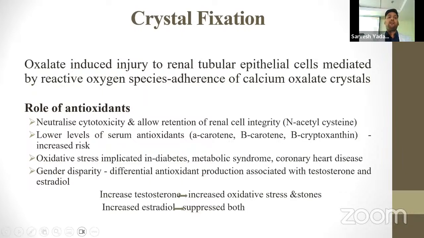Crystal fixation. Oxalate induced injury to renal tubular epithelial cells is mediated by reactive oxygen species, which promotes adherence to calcium oxalate crystals. Role of antioxidants: they neutralize cytotoxicity and allow retention of renal cell integrity, like N-acetyl cysteine.